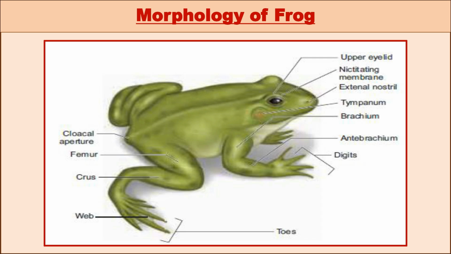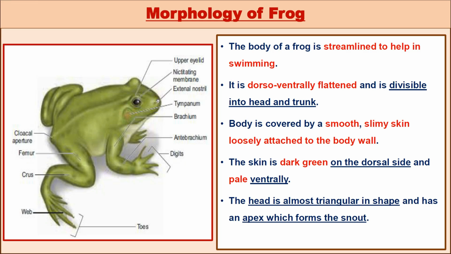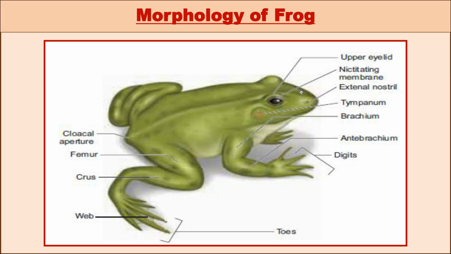Morphology of frog. Frog's body is streamlined, which will help them to swim in the water. Streamlined means the anterior and terminal ends will be narrower than the middle, and it is dorsoventrally flattened. This is the dorsal side of the organism and ventral side of the organism, and it is divisible into head and trunk. The body is covered by smooth and slimy skin, and it is loosely attached to the body wall.